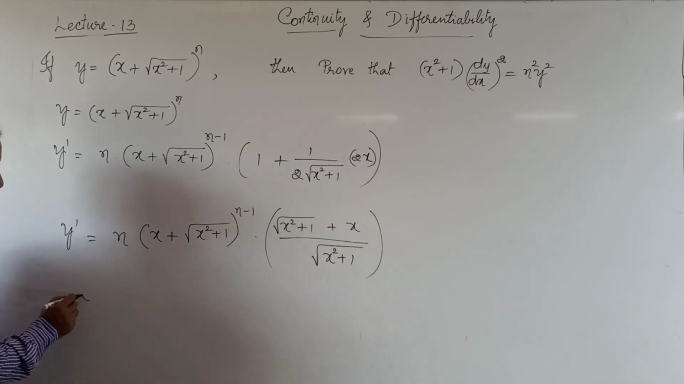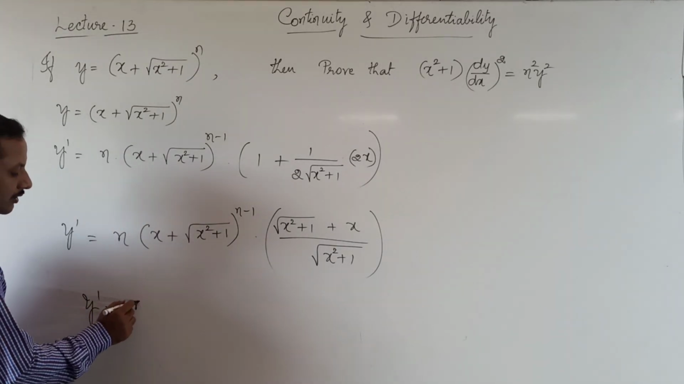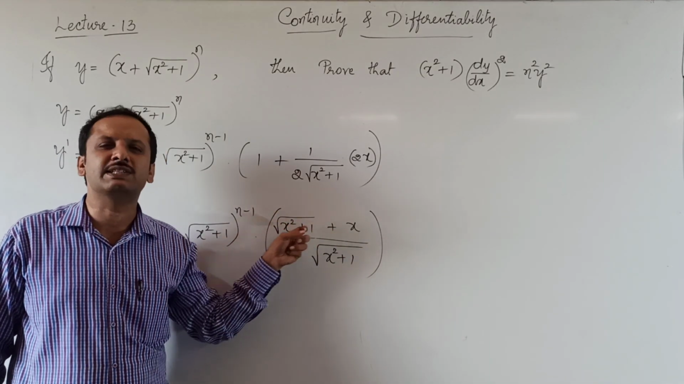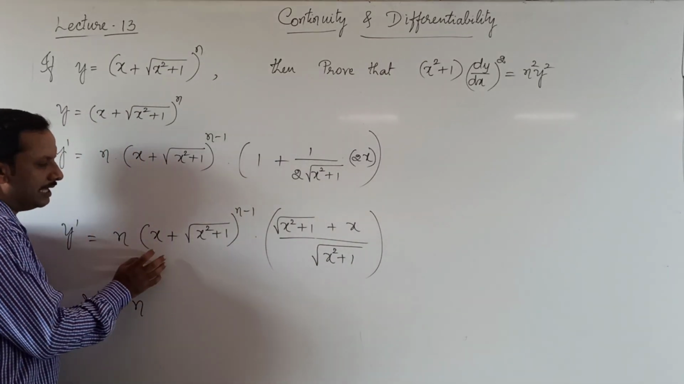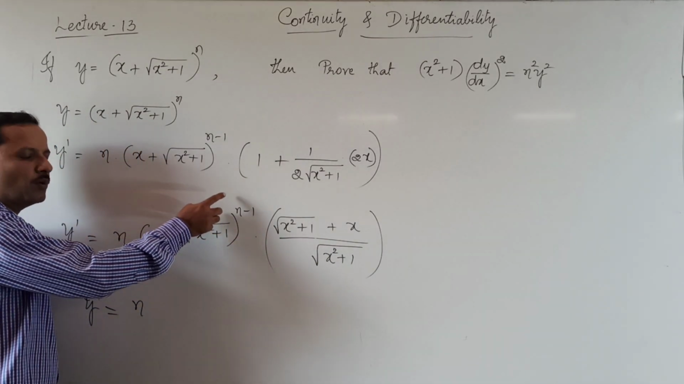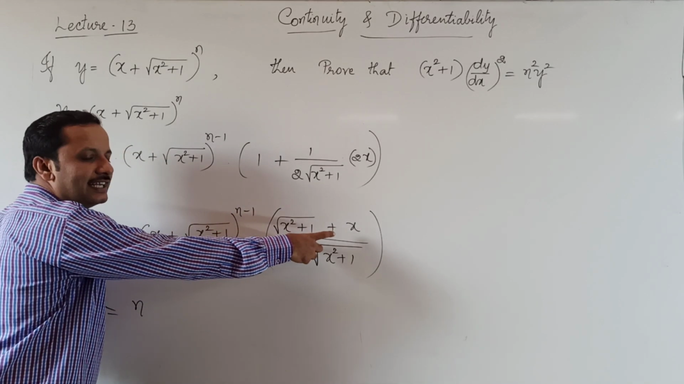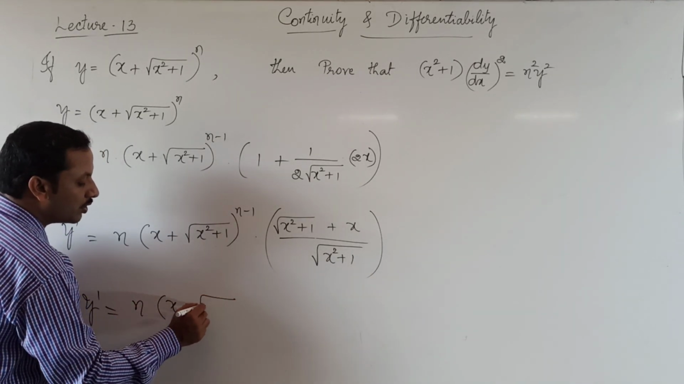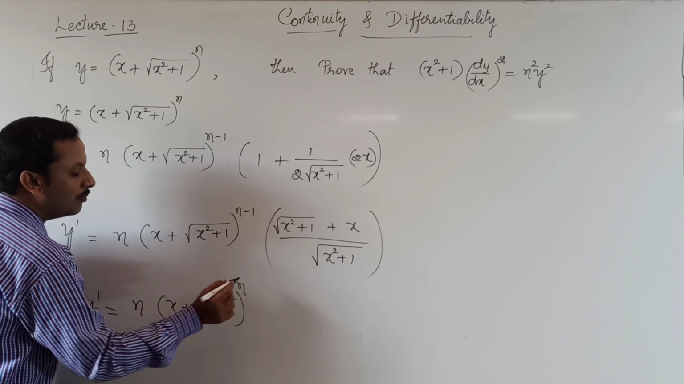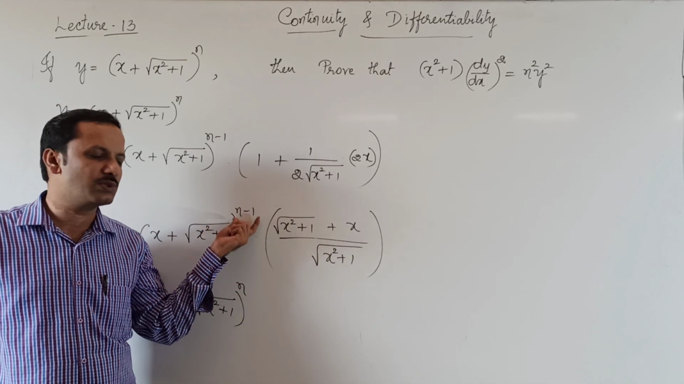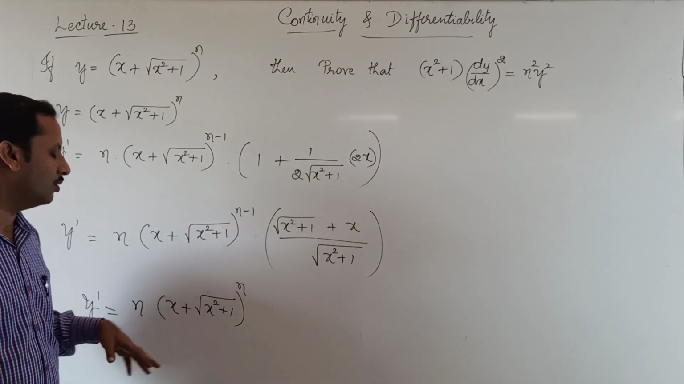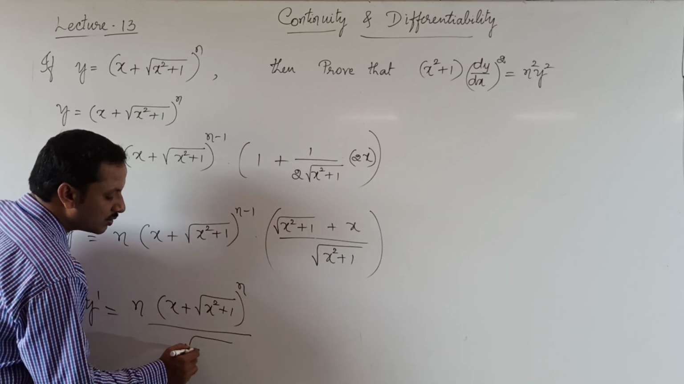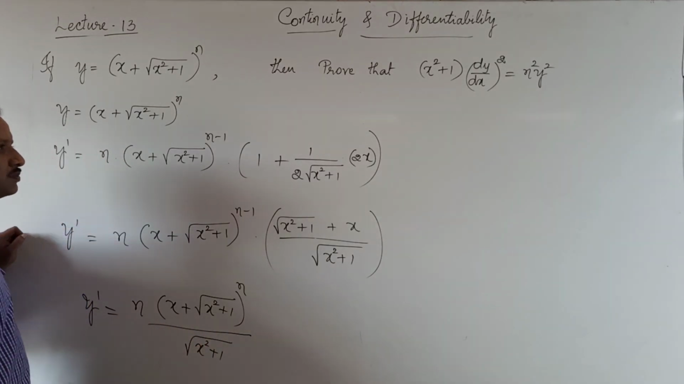Okay, that's equal to, now y dash is equal to n into, here we have root of x square plus 1 plus x. This can also be written as x plus root x square plus 1. Look at this. Here we have x plus root x square plus 1 whole power n minus 1. Here we get another x plus root of x square plus 1. Together it will become x plus root of x square plus 1 whole power n divided by square root of x square plus 1.